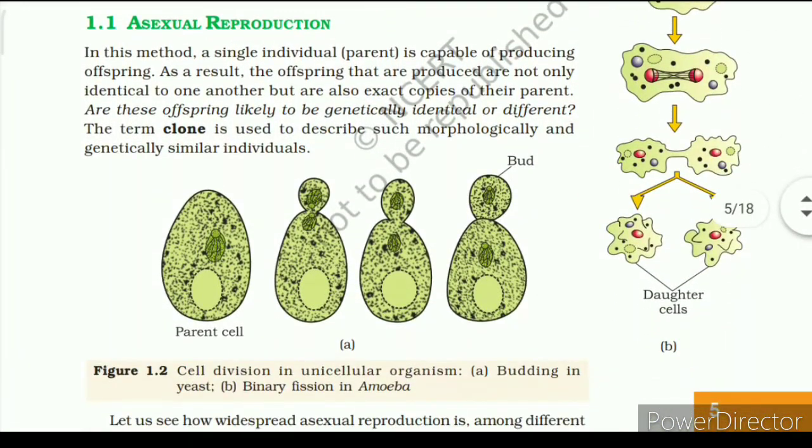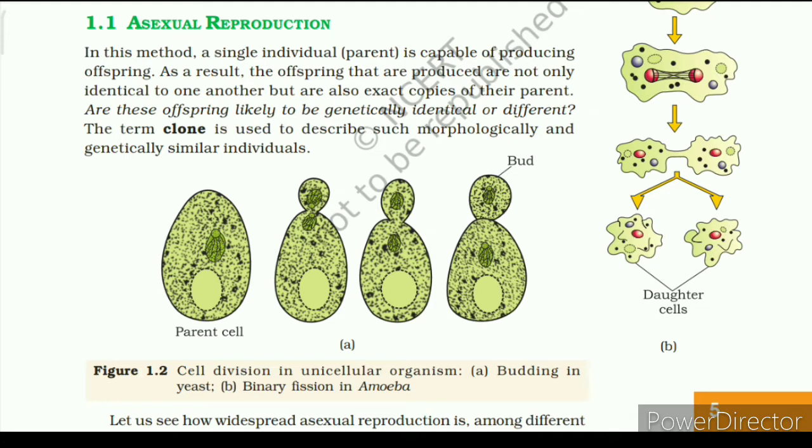1.1 Asexual reproduction. In this method, a single individual is capable of producing offspring. As a result, the offspring are produced that are not only identical to each other but are also exact copies of the parents. Are these offspring likely to be genetically identical or different?